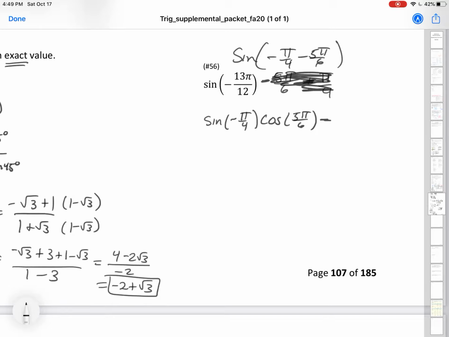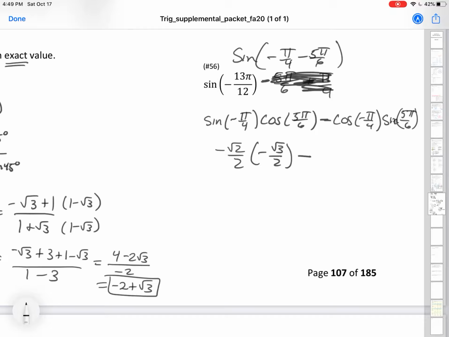And then we're going to have the cosine of negative pi over 4, and then times sine of 5 pi over 6. And as we do that, the sine of negative pi over 4 is also going to be negative. This is negative root 2 over 2. Cosine of 5 pi over 6, that's a second quadrant angle. So it's negative. It's a pi over 6 angle, so it's root 3 over 2.